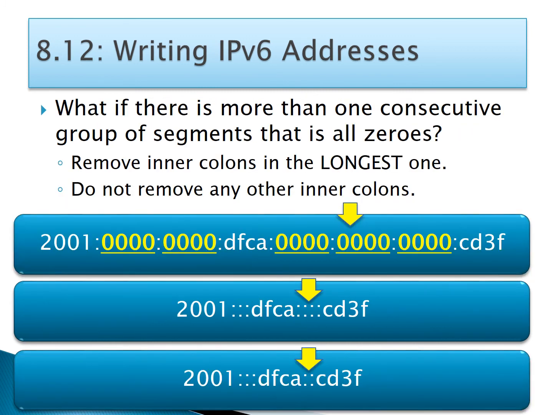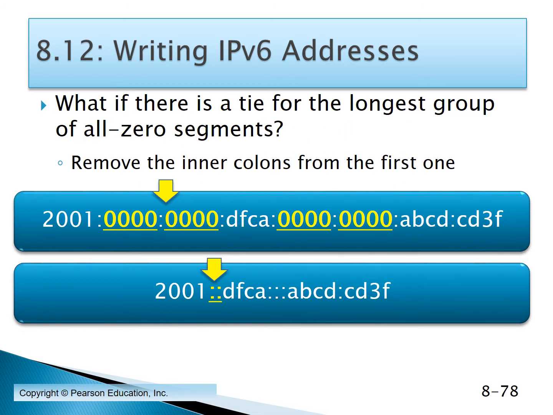The problem is sometimes there is more than one consecutive group of segments that is all zeros. For example, you may have an IP address like this: 2001 colon, 4 zeros, 4 zeros, DFCA, 4 zeros, 4 zeros, 4 zeros. What you can do is first remove all these segments that are all zeros, so you only leave the colons. Here you have 3 colons and then 4 colons. And then for the longest run, you can change it into 2 colons. Then you can shorten it a little bit more.